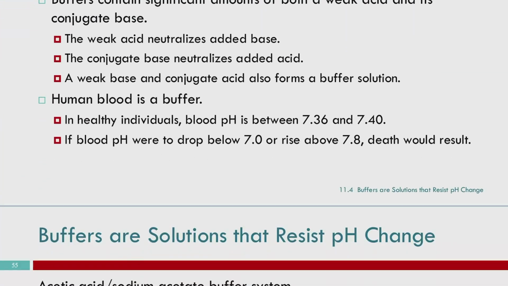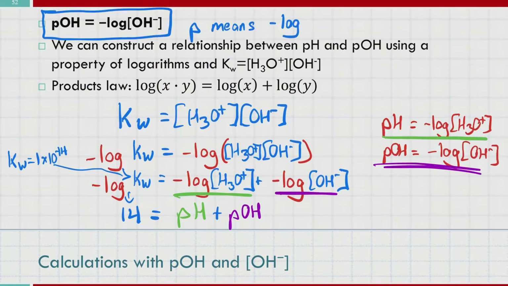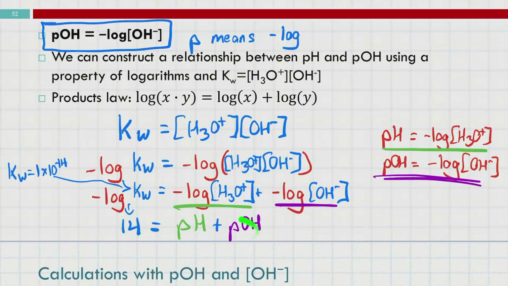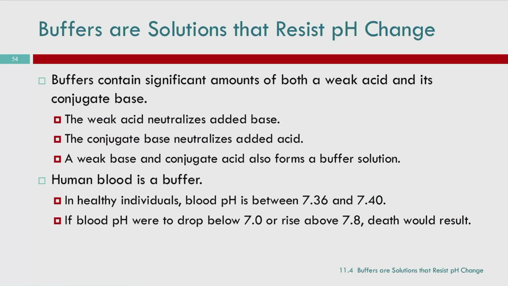Okay, and then the last thing, because I guess we're not utilizing this fun rule, this fun thing that we've got here, I guess because I just forgot to put something in. The last thing that we're going to talk about is arguably the most confusing. We save the best for last. Buffers. A buffer contains significant amounts of a weak acid and its conjugate base.